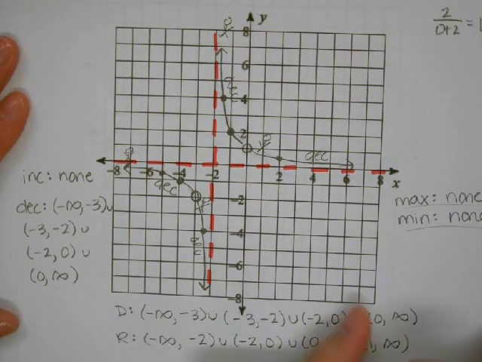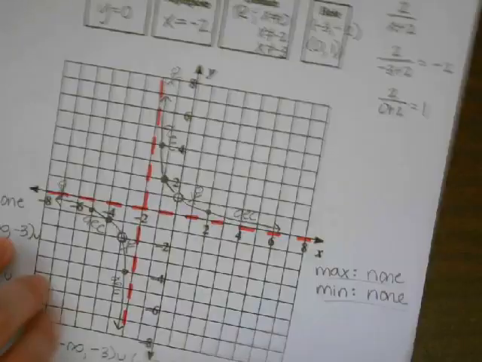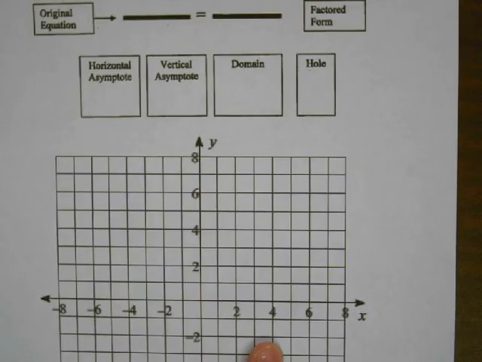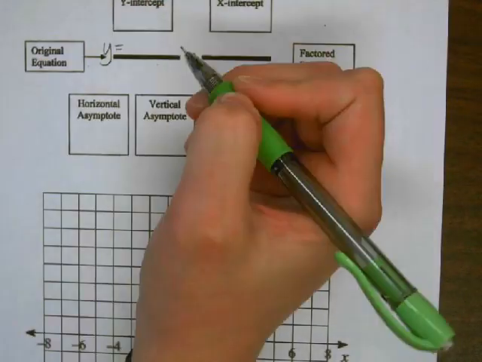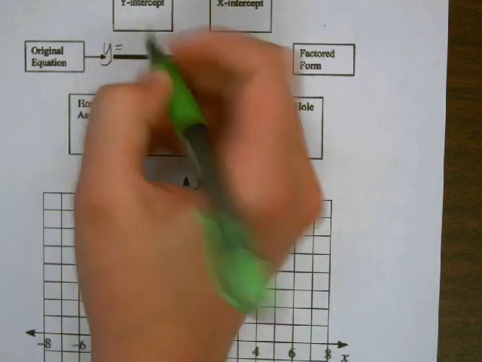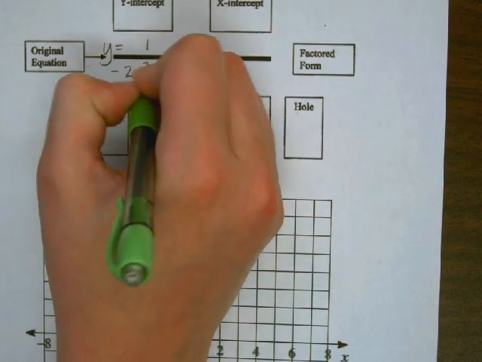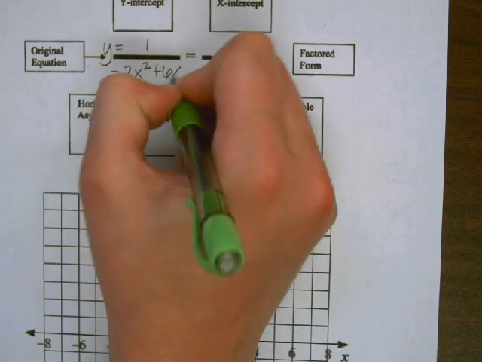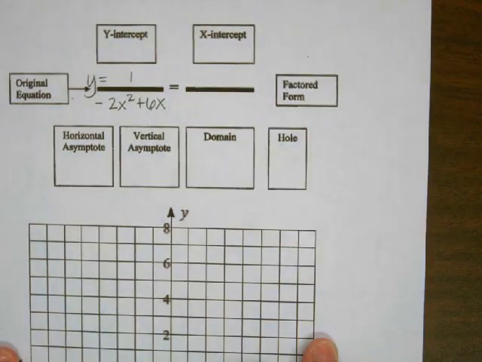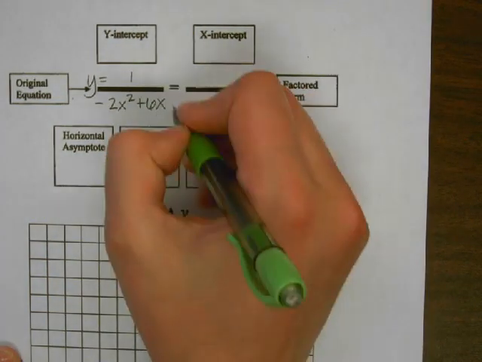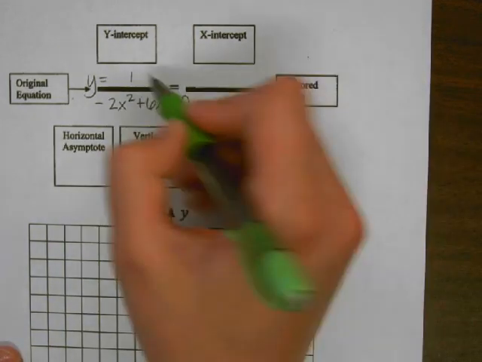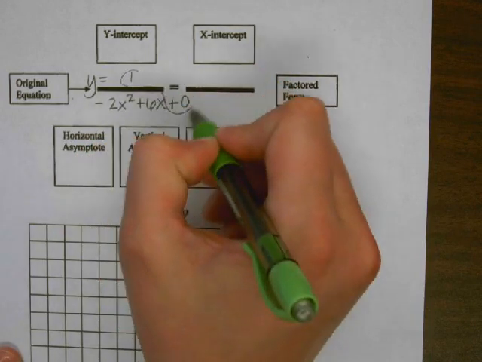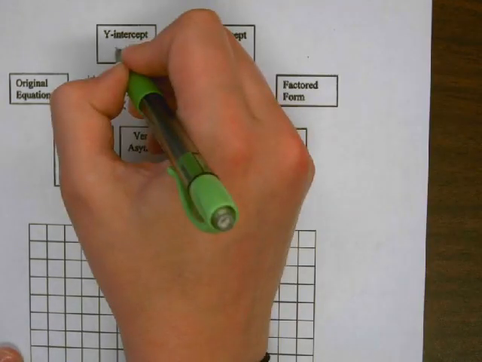All right, so that was the first problem. We're going to go ahead and do one more. So this problem is y equals 1 over negative 2x squared plus 6x. So again, we're going to start off with finding the y-intercept. I need a number in the denominator that does not have an x attached to it. So I have 1 divided by 0, which is undefined.